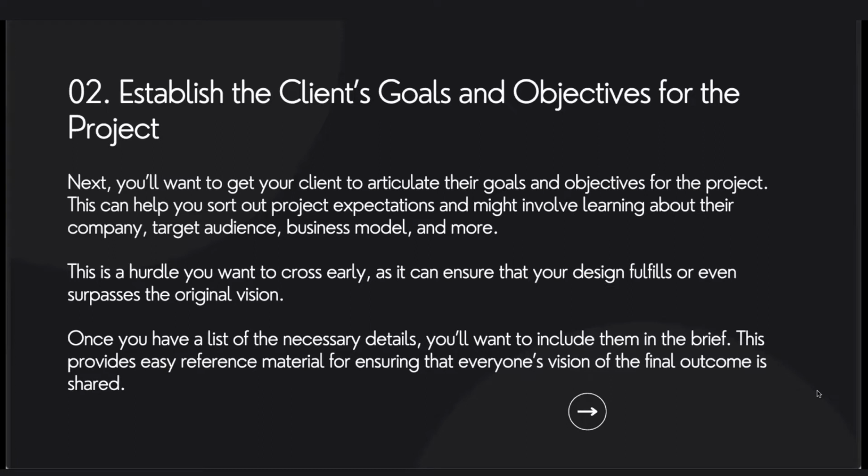for the actual project. You'll want to get the client to articulate their goals and objectives for the project. This can help you sort out project expectations and might involve learning about their company, target audience, business model, and more. This is a hurdle you want to cross early, as it can ensure that your design fulfills or surpasses the original vision, or our social media campaigns or SEO campaigns. Once you have the list of all the necessary details, you'll definitely want to include them in the brief or proposal. This part here is establishing the client's goals and objectives.